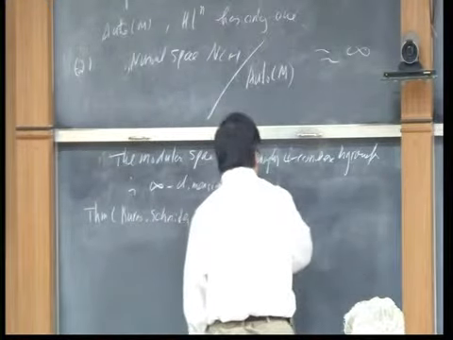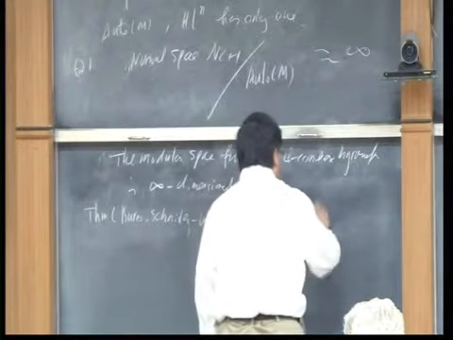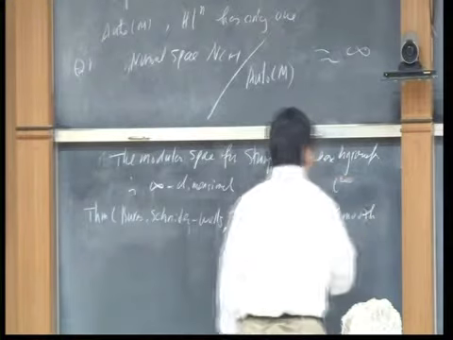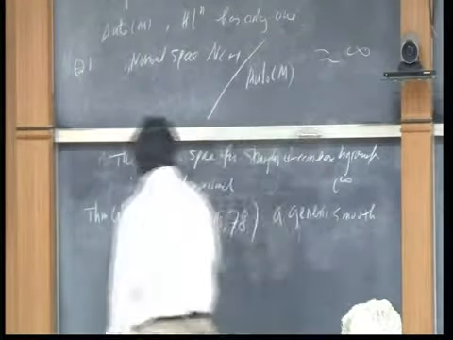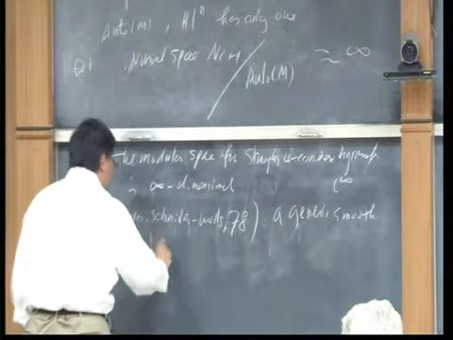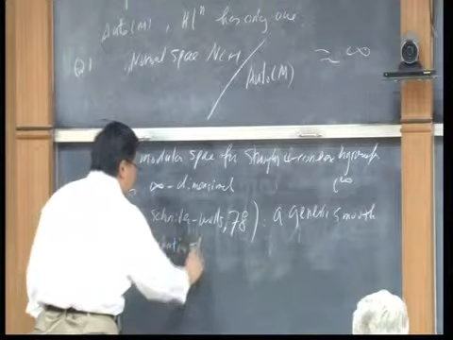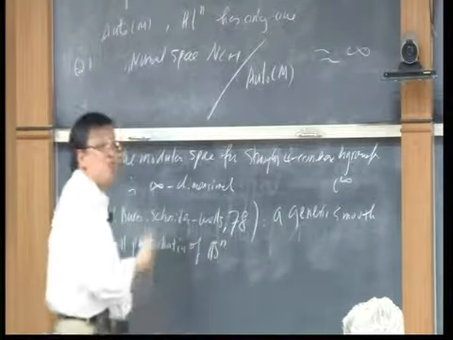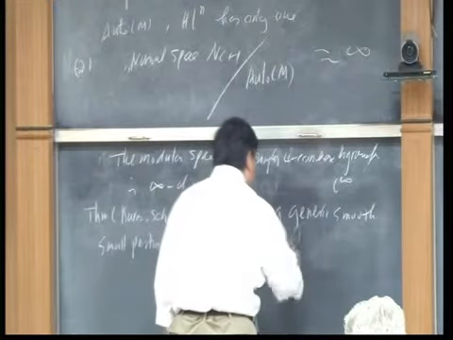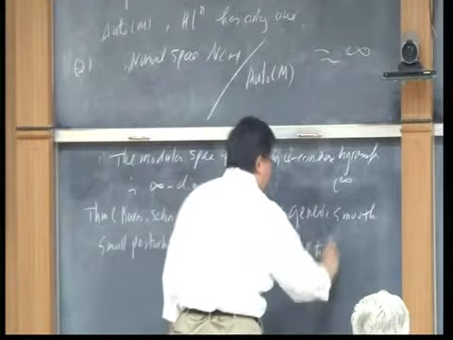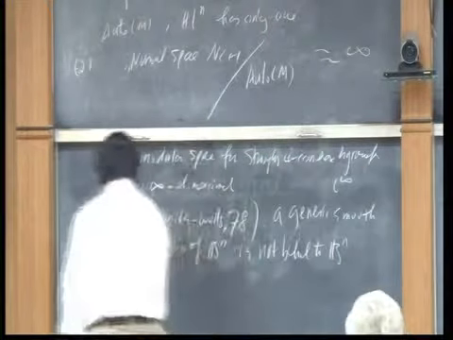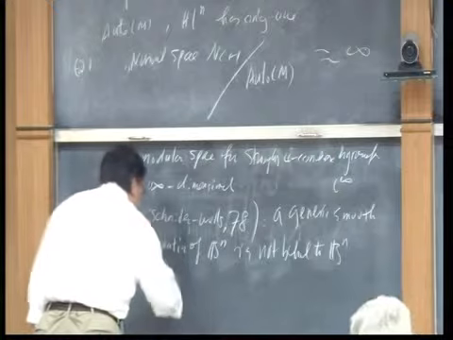A generic small smooth perturbation of the ball B^n, so it's still strongly convex, is not biholomorphic to B^n. So this is called the non-Riemann mapping theorem. So there is no Riemann mapping theorem.